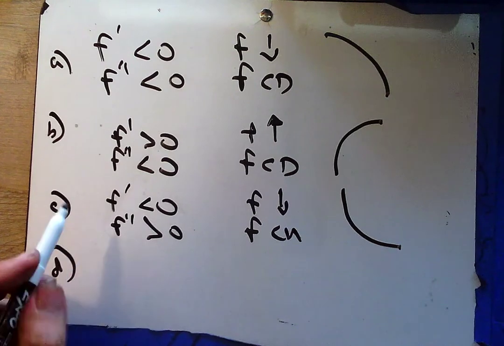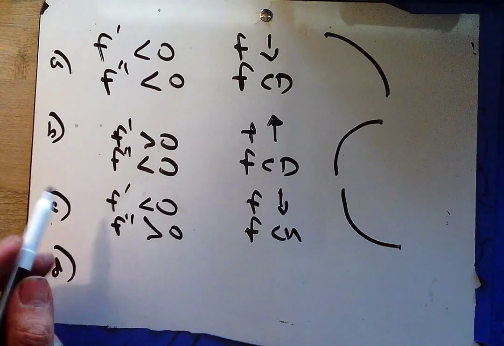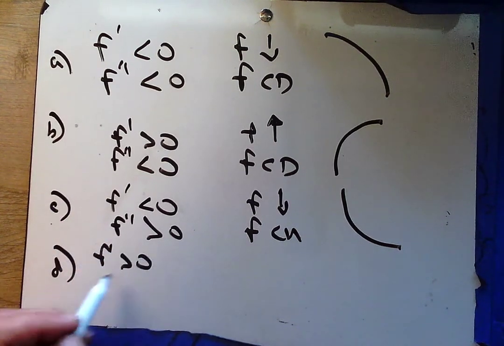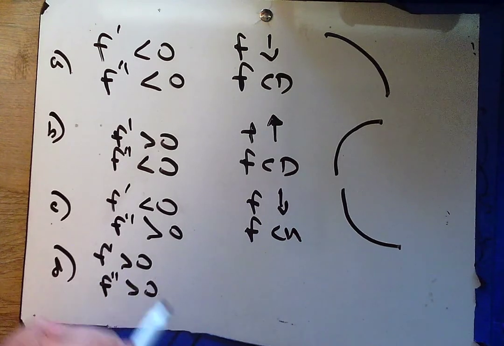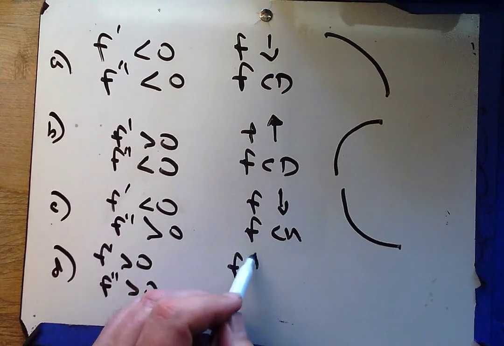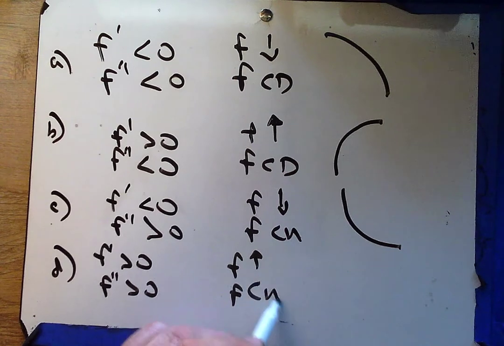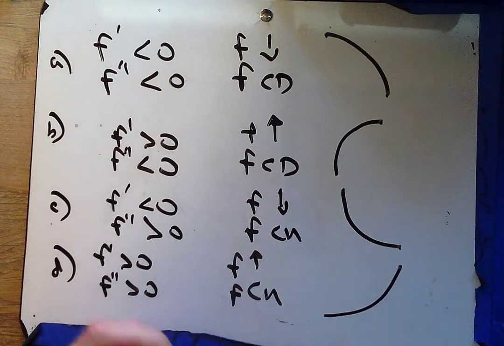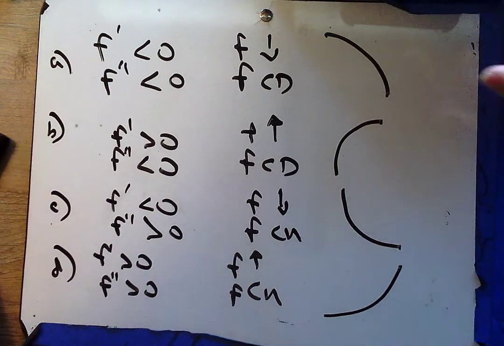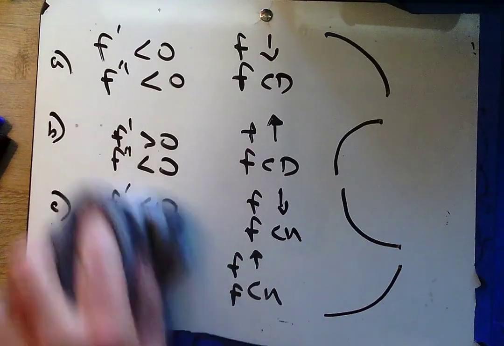And finally, D, first and second derivatives are both positive. F prime greater than 0, f double prime greater than 0. So I want f increasing, and I want f concave up. There we go. Those are our 4 shapes, and we've been talking about those for a while now. Okie doke.